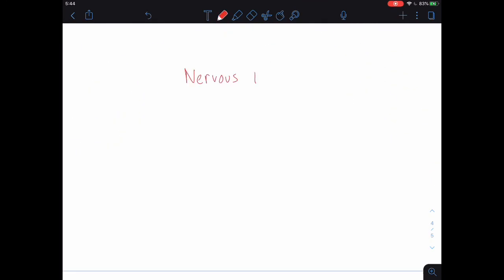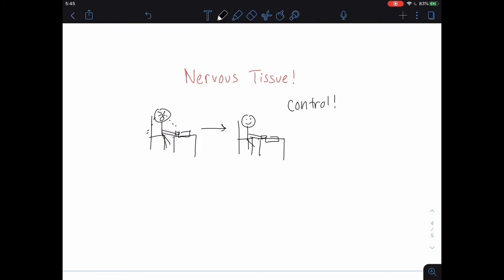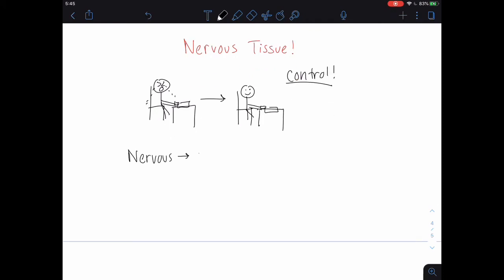Lastly, nervous tissue. You need to control your nervousness when you are taking your A&P exam. So, nervous tissue controls body function. Nervous sounds like nerves, that then sounds like neurons, which make up the tissue.